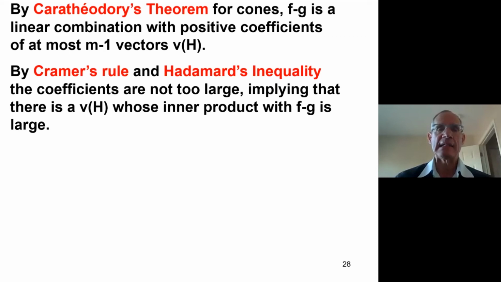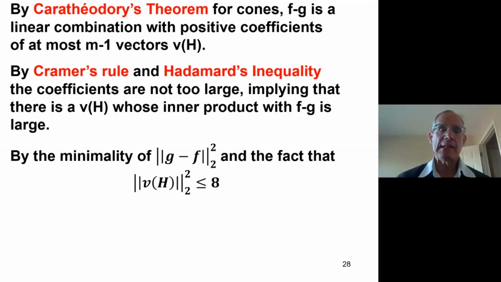And this will imply that some VH will have big inner product with f minus g, because f minus g is a positive linear combination of a small number of them with small coefficients, so some inner product will be large. And then it means that if I change the g to the new g, g plus h, then when I take the L2 norm square, I gain something, right? Because I subtract the inner product of f with this v of h, which is a big thing, and I add only the inner product of vh with itself, which is small because this was just a vector of L2 norm square at most 8.